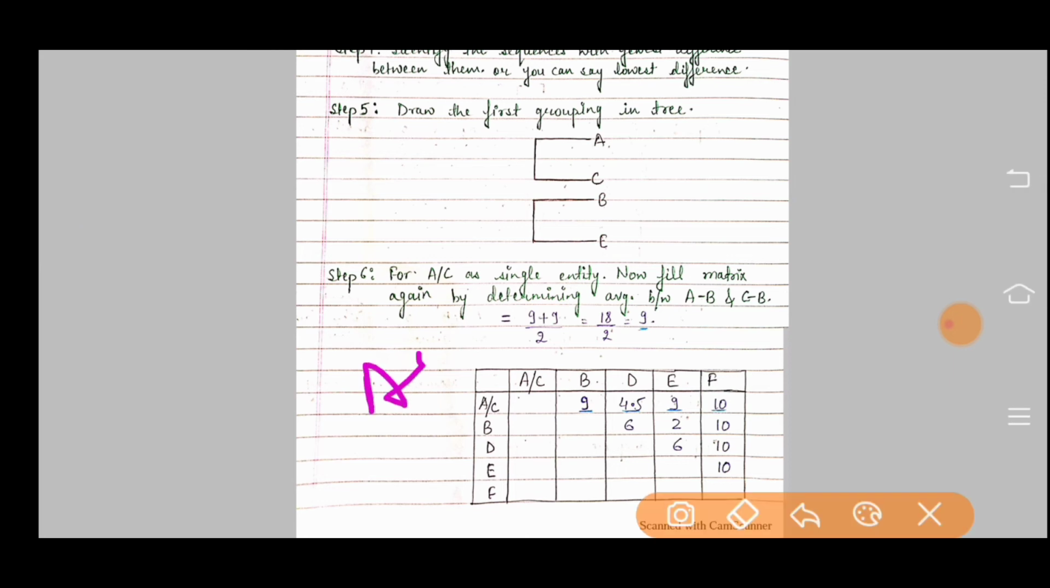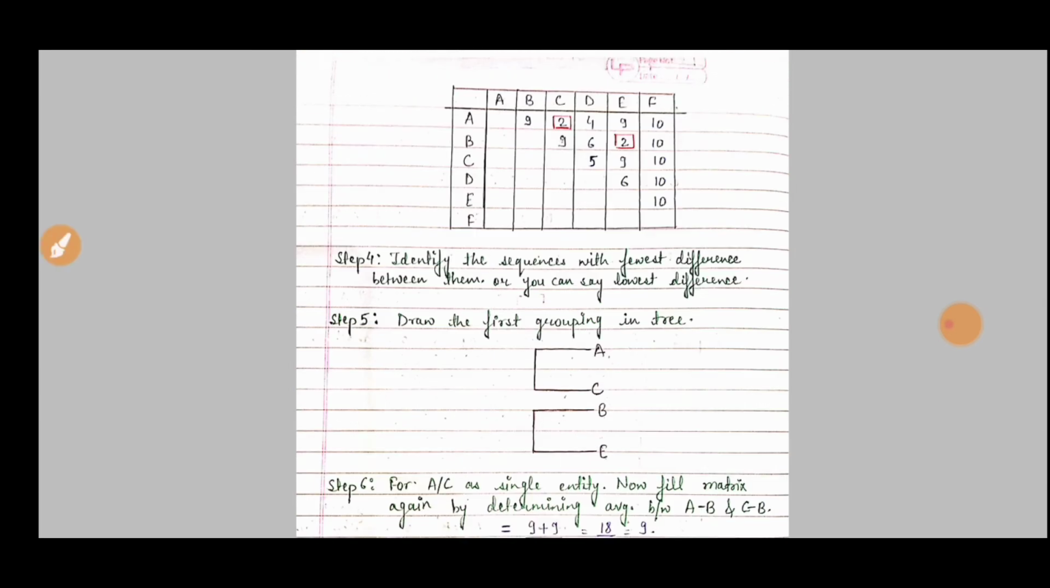So AD plus CD by 2. What is the value of AD? From this matrix you can see that AD is 4 and CD is 5. So 5 plus 4 is equal to 9 by 2, so 4.5. So you have to fill all the table like this.